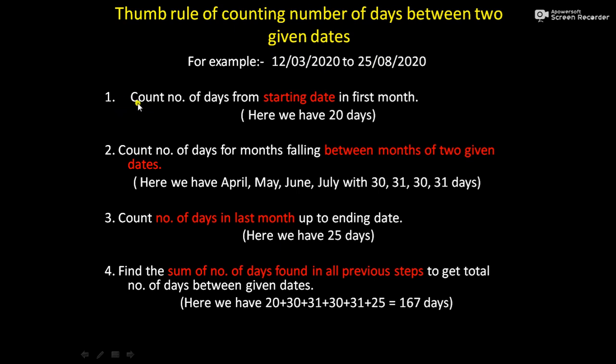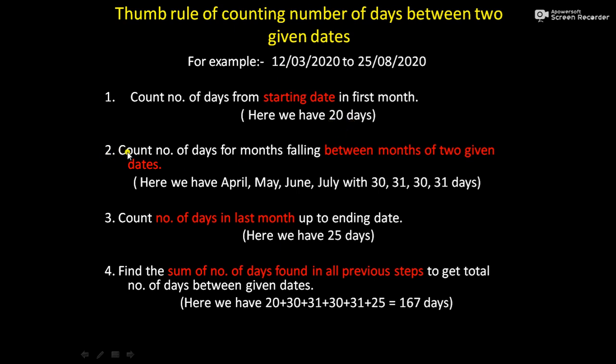So you see here, count the number of days from the starting date in the first month. Here I have taken the first month, March. So we have to count the number of days from the starting date, so we have to start from 12. Starting from 12 in the month of March we have 20 days. So from 12th March to 31st March we have 20 days.